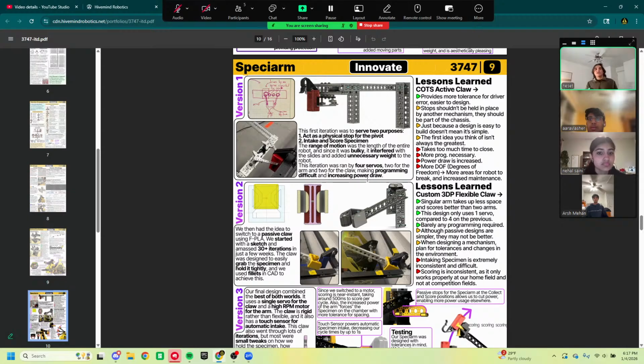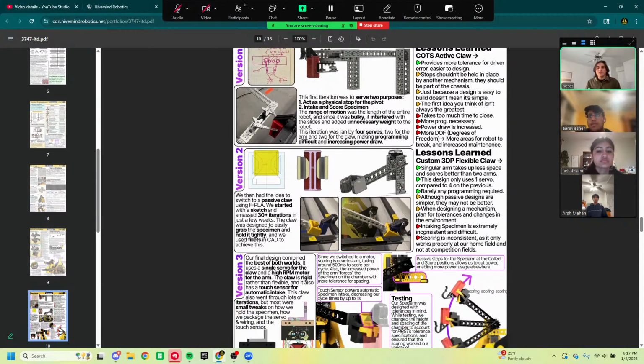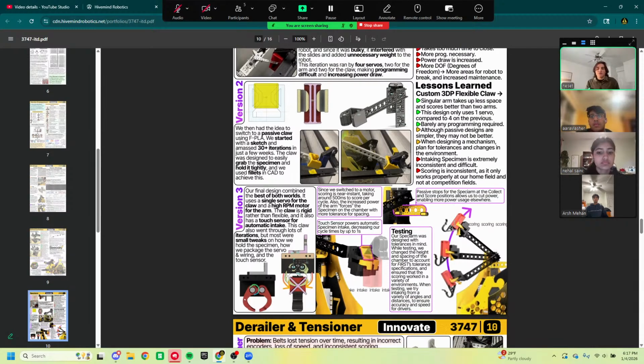So we do an overview page, and then each of our subsystems has its own page, and we do a few main versions or iterations that we highlight. It's kind of hard to say, like for the Speciarm we probably had 50 to 100 iterations, but it's kind of hard to go into detail about each iteration. But this helps because we can talk about the overall versions.